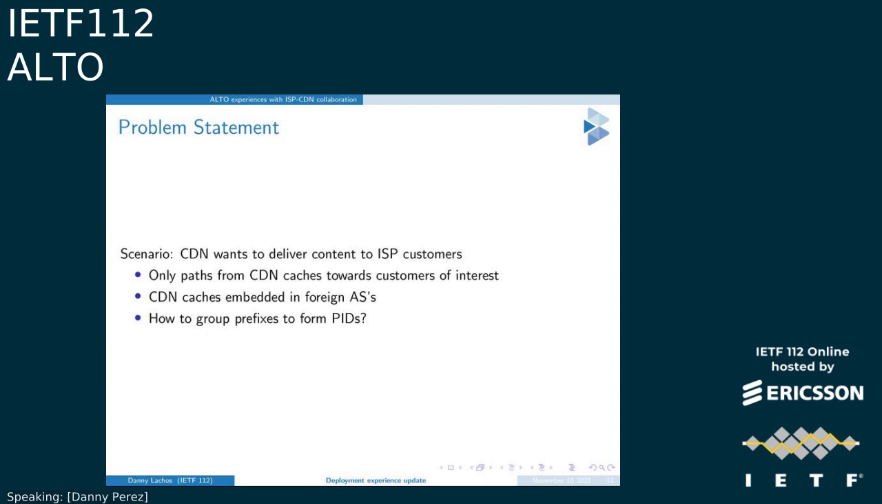And the scenario where we currently operate is a CDN that wants to deliver content to the ISP's customers. Basically, we're considering only paths from the CDN caches towards the customer. This is because the main traffic simply flows from the CDNs to the end users. And the CDN caches are not only embedded into the ASes of the CDN itself, but can also be embedded in foreign ASes. One interesting question here is how to group the prefixes into PIDs and at the end create the ALTO resources. Next slide, please.